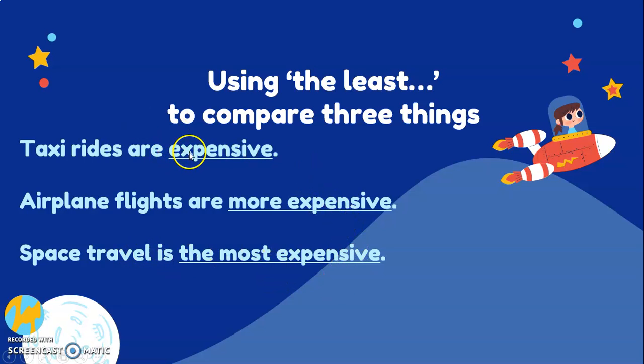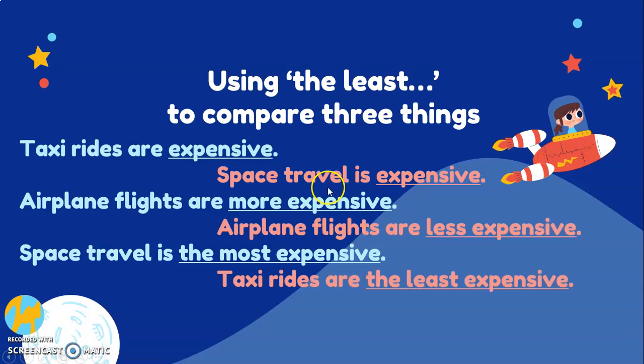Okay, take a look at the adjectives again. Because expensive is a long adjective, I only add more in the most. What if I want to say it the other way around? Let's begin with space travel. Well, space travel is expensive. In comparison, airplane flights are less expensive than space travel. And among the 3 of them, taxi rides are the least expensive. Please don't forget the word the here among the 3.